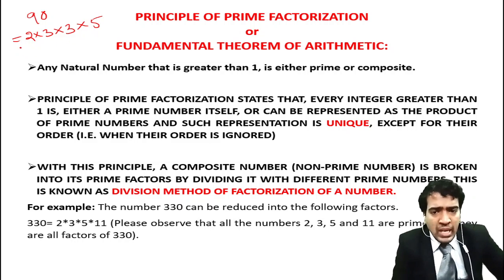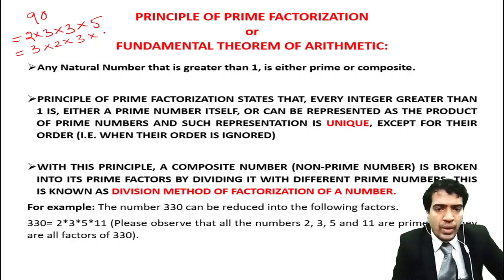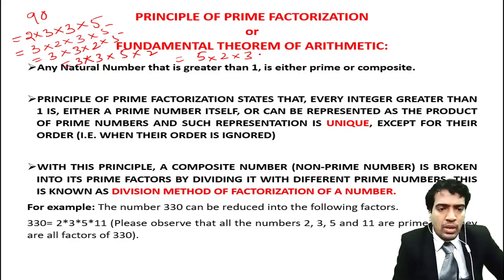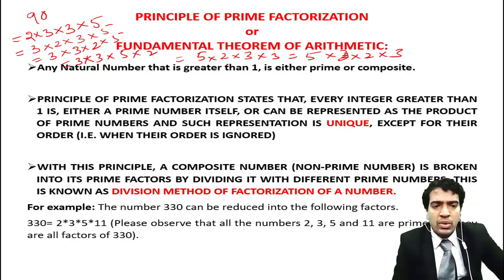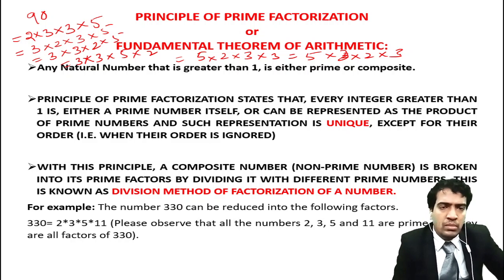Now this can be written as 3 into 2 into 3 into 5. This can also be written as 3 into 3 into 2 into 5. This can also be written as 3 into 3 into 5 into 2. This can also be written as 5 into 2 into 3 into 3. This can also be written as 5 into 3 into 2 into 3. Can you see that all of these products will yield the number 90?